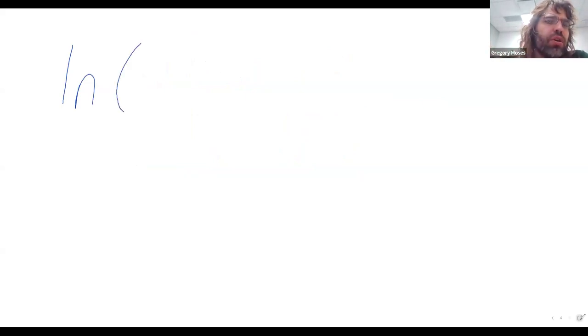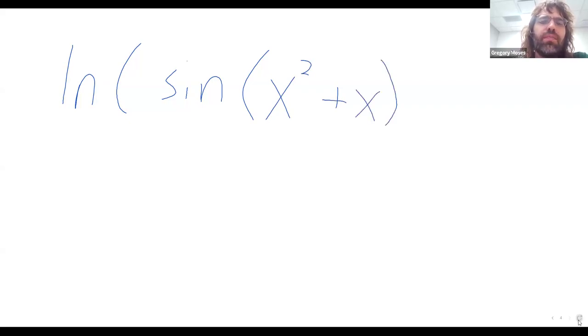But moving along. Let's do an example where you have to use the chain rule more than once. Let's take the derivative of the natural logarithm of the sine of x squared plus x.